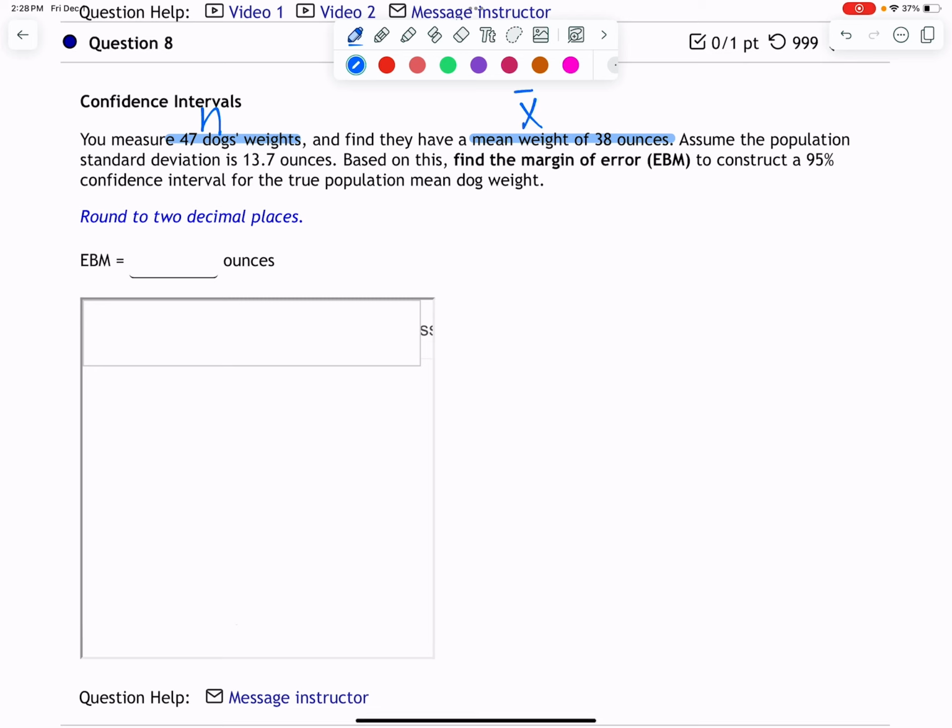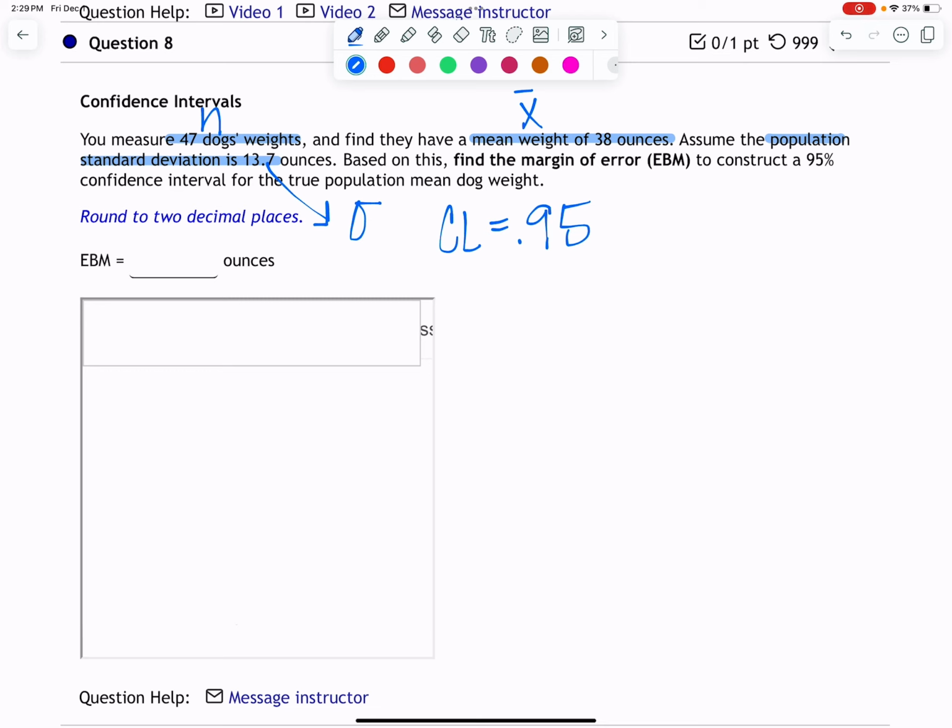Assume the population standard deviation. So right here, population standard deviation. They are screaming to you that that is sigma. Based on this, find the margin of error to construct a 95% confidence level. So our CL is going to be 0.95. Now, I do believe you have steps for this on your exam 4 handout as well.